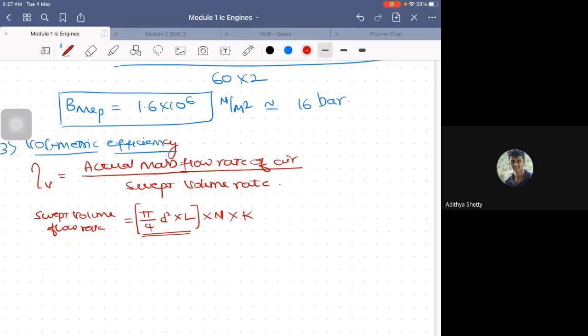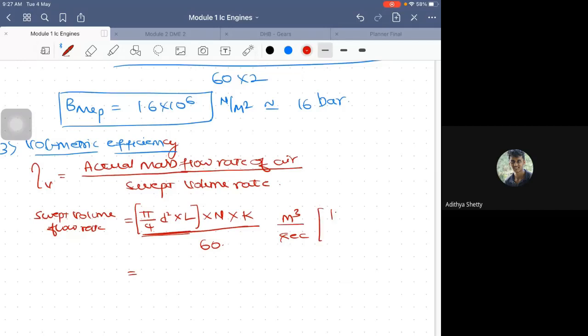You are substituting, and the speed is per minute, so you have to do it in per second. So what you have to do is divide this whole thing by 60. And this is how you generate it. Whatever you get with all this formula is in the units of meter cube per second. So just substitute the values.